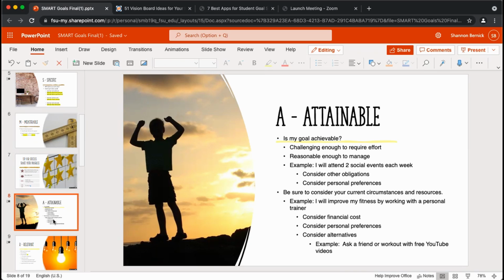So an example of a goal that you might set is, I will attend 2 social events each week. When we do this, we want to consider other obligations. So, if you're going to school full time, if you're working full time, if perhaps you have children at home or you have other caregiver duties, it might be pretty challenging to get 2 social events in each week. So, you might reduce that to just one. Likewise, if you're someone who doesn't really have any of those other obligations, you might be able to increase this to 3 social events each week.